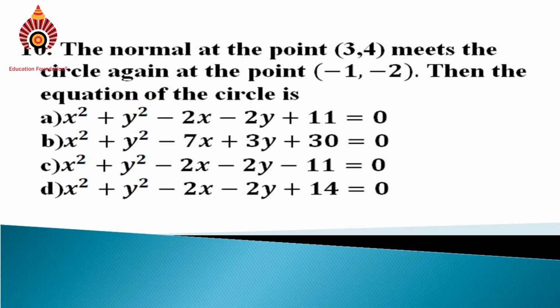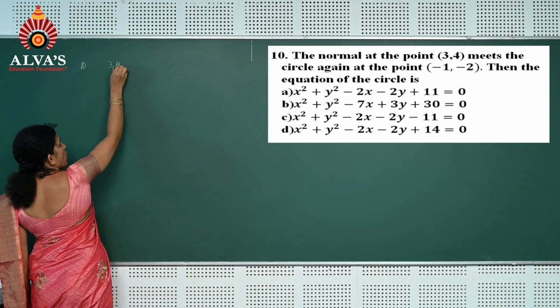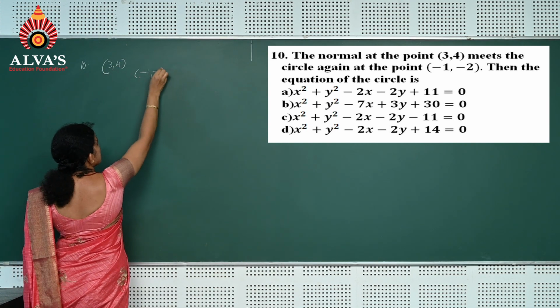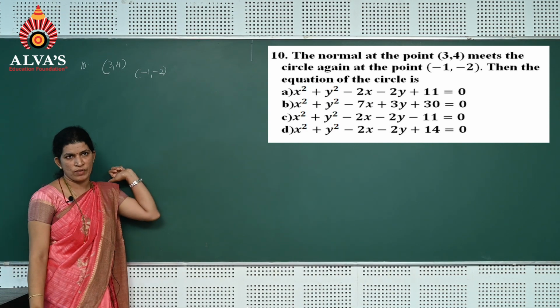Come to question number 10. The question is: the normal at the point (3, 4) meets the circle again at the point (-1, -2), then we want the equation of the circle. See, the normal at the point (3, 4) again meets the circle at (-1, -2). If so, we want the equation of the circle.